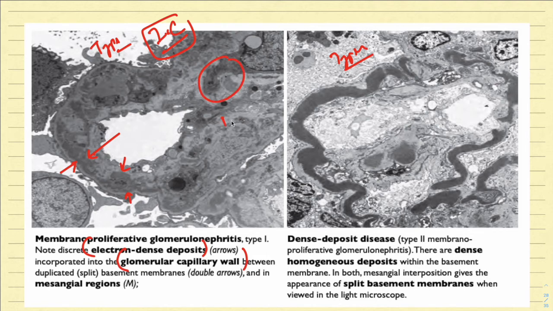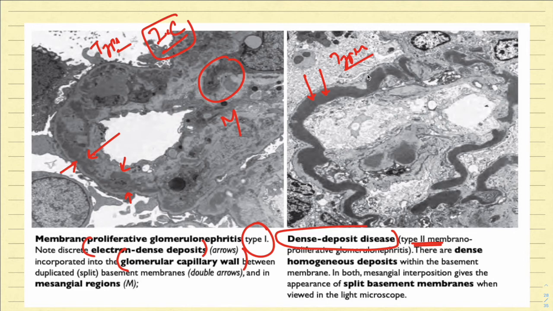This is the classical mesangial region over here, which is showing the deposits. Okay. Now this is the type 1 MPGN. Now in the type 2 MPGN, that is the dense deposit disease, if you compare over here, the deposits are not very uniformly present. But over here in case of type 2, the deposits are present.